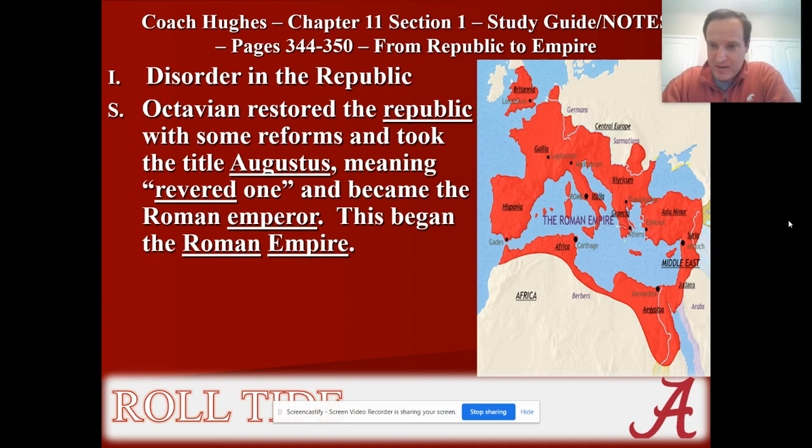And on that map there, the Roman Empire, arguably the greatest empire in the history of the world, arguably at this point in history, the largest empire in the world. All right, ladies and gentlemen, that concludes chapter 11, section 1, although we've talked a lot about the beginnings of the Roman Republic there. This lecture was merely to tell you the details of how the Roman Republic transforms into the Roman Empire. So we'll talk more about Octavian, Augustus.